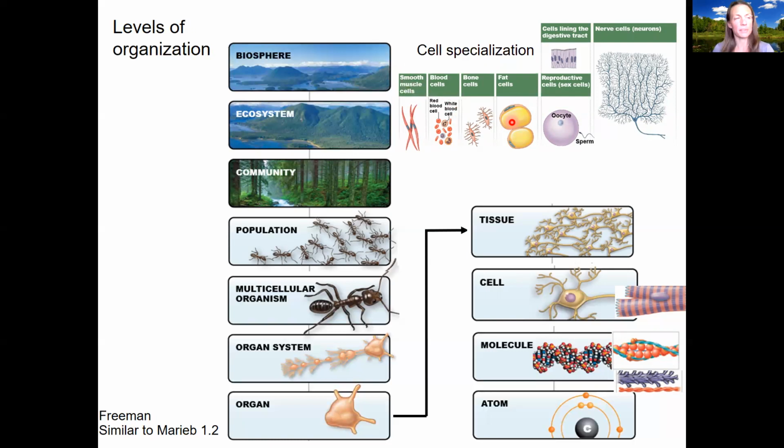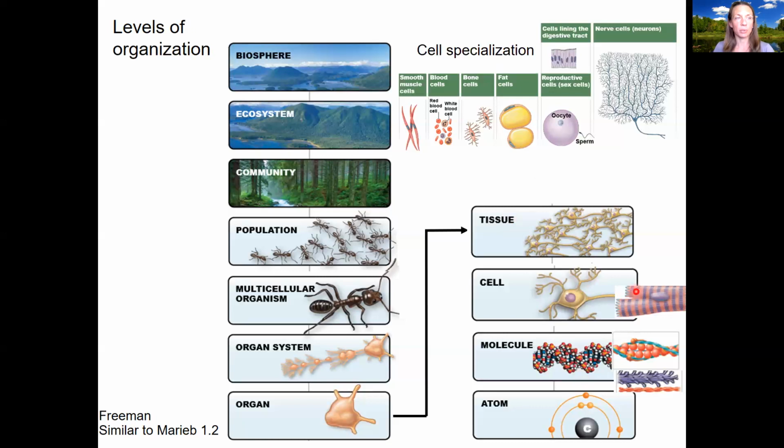Talk more about this next week, but the idea is these cells specialize, and this is what multicellular organisms have that single cell organisms don't have. It's a cell specialization that allows different tissues to form. These tissues then work together to form organs, and then so on.